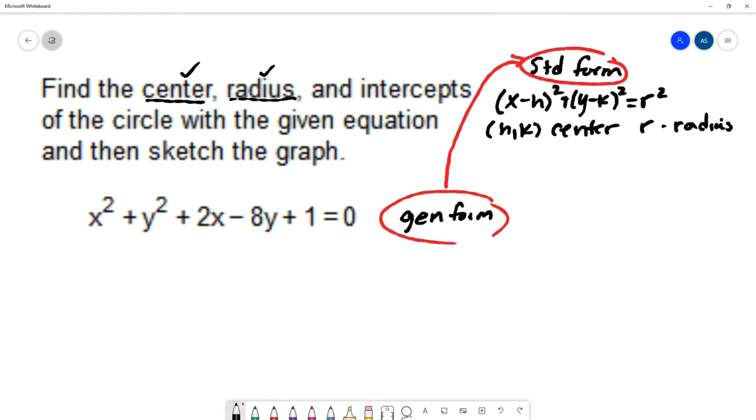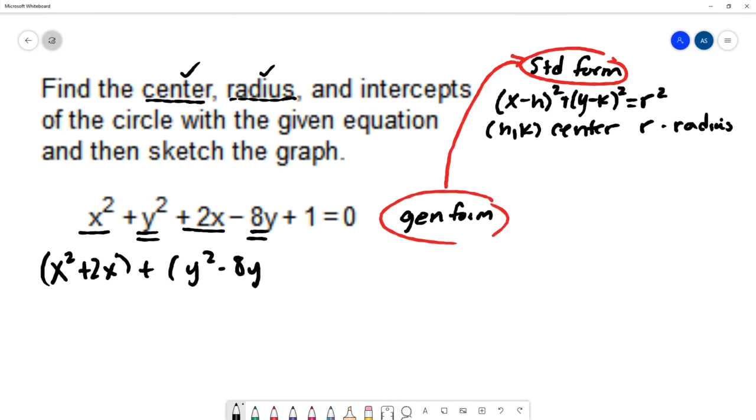So here's the process that we'll go through. What we want to do is group the x terms together. So we want to group the x squared and the 2x together. We have x squared plus 2x grouped together. We want to group the y terms together. So we'll group y squared minus 8y together. And we want to move the constant term to the other side. So we do that by subtracting 1 on both sides. And now our constant term is on the other side.